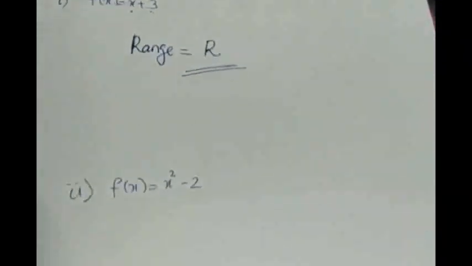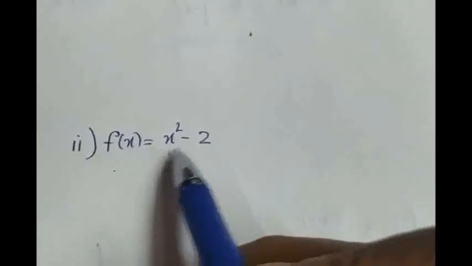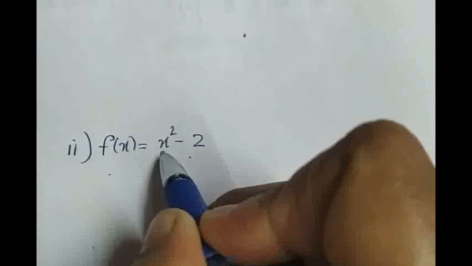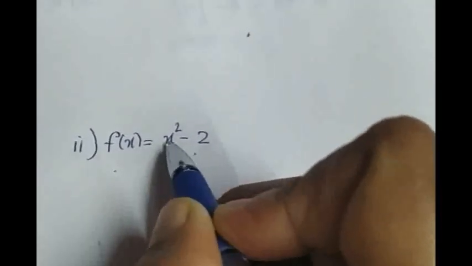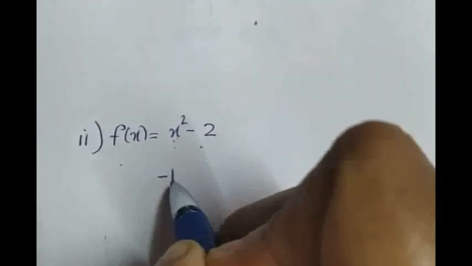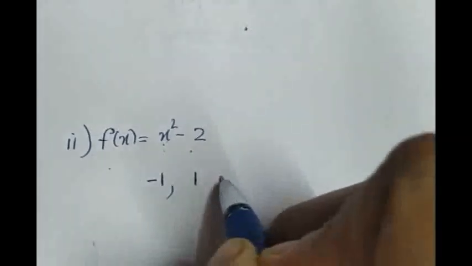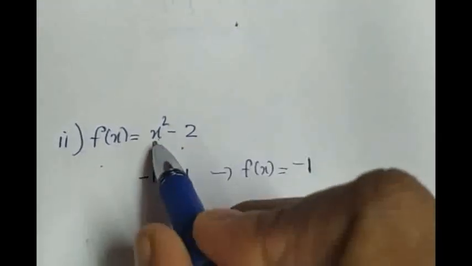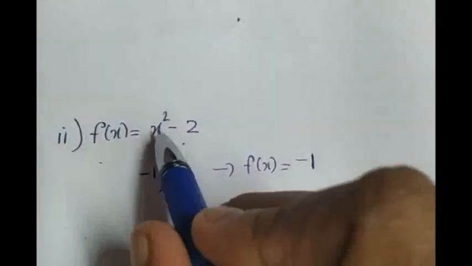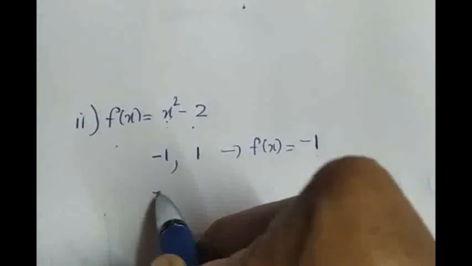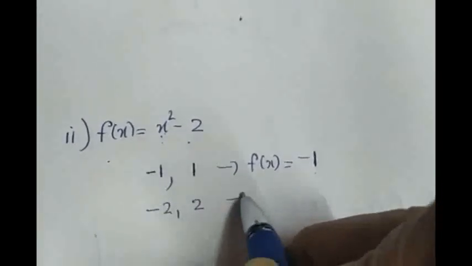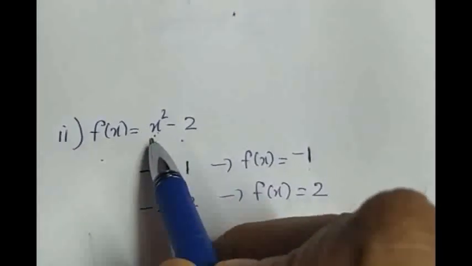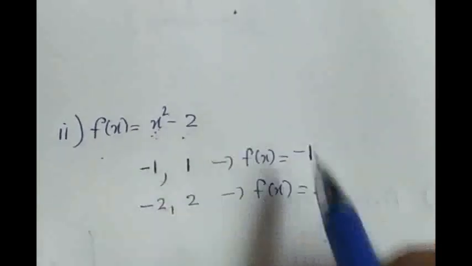Okay. Second, f of x equal to x square minus 2. We have to find the range here also. So when we put a negative value or a positive value for x, for example if I put x as minus 1 or 1, f of x remains the same. f of x we get as minus 1, because minus 1 square is 1, 1 square is 1, and 1 minus 2 gives you minus 1. If I put minus 2 or 2, I get f of x as 2, because minus 2 square is 4, 2 square is also 4, and 4 minus 2 gives you 2.